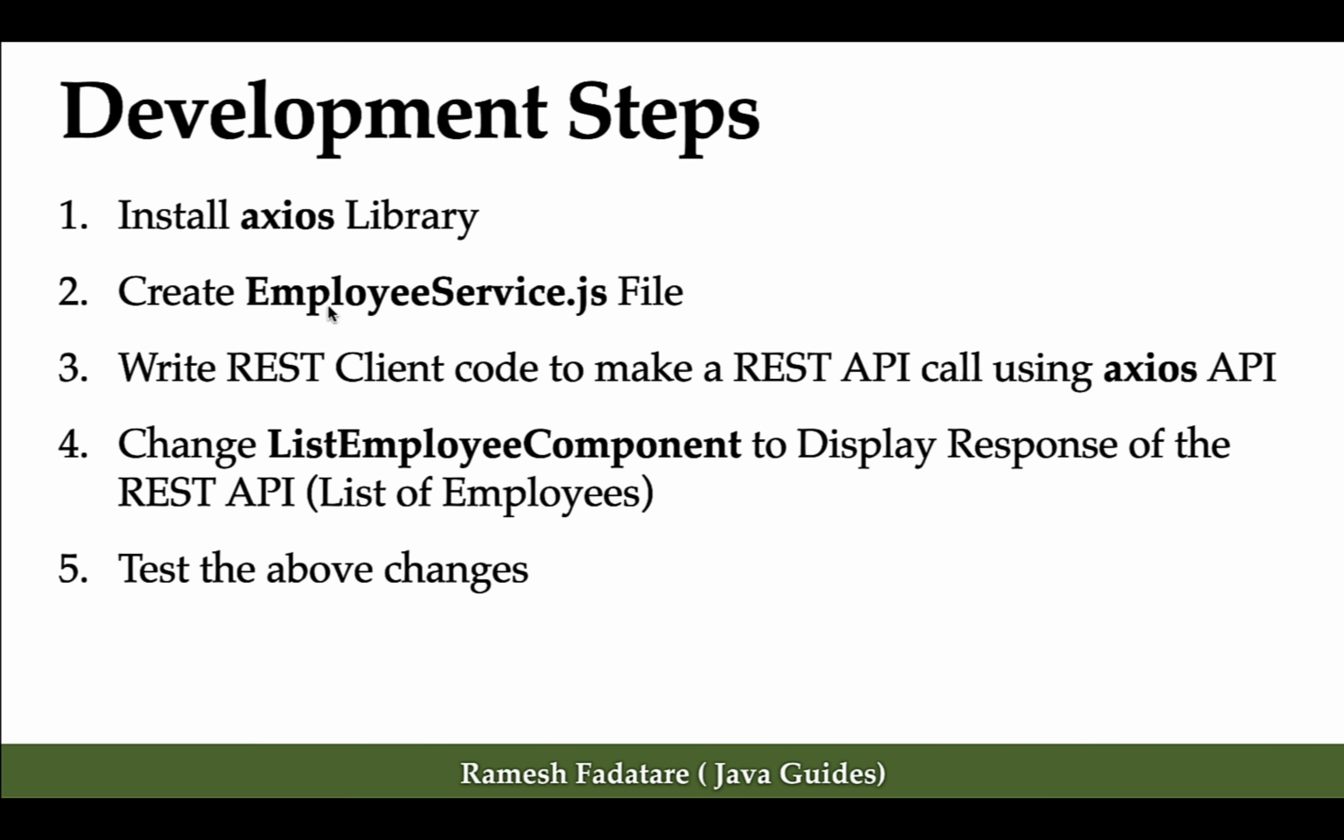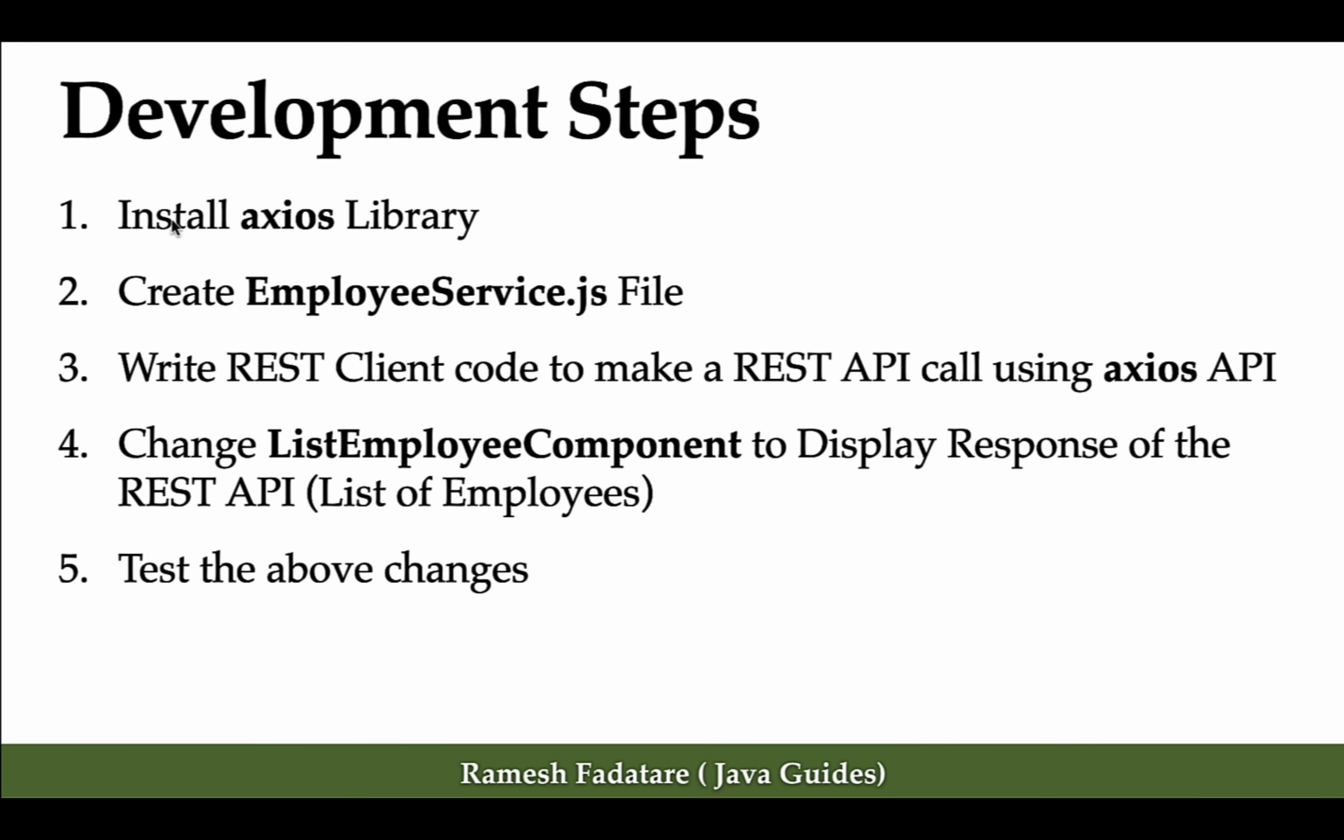Next, within this employee service.js file, we are going to write REST client code to make a REST API call using the Axios API. Next, we will change the list employee component to display the response of the REST API. Instead of displaying the dummy data, we are going to display the response of the REST API in the list employee component. And finally, we are going to test all these changes.